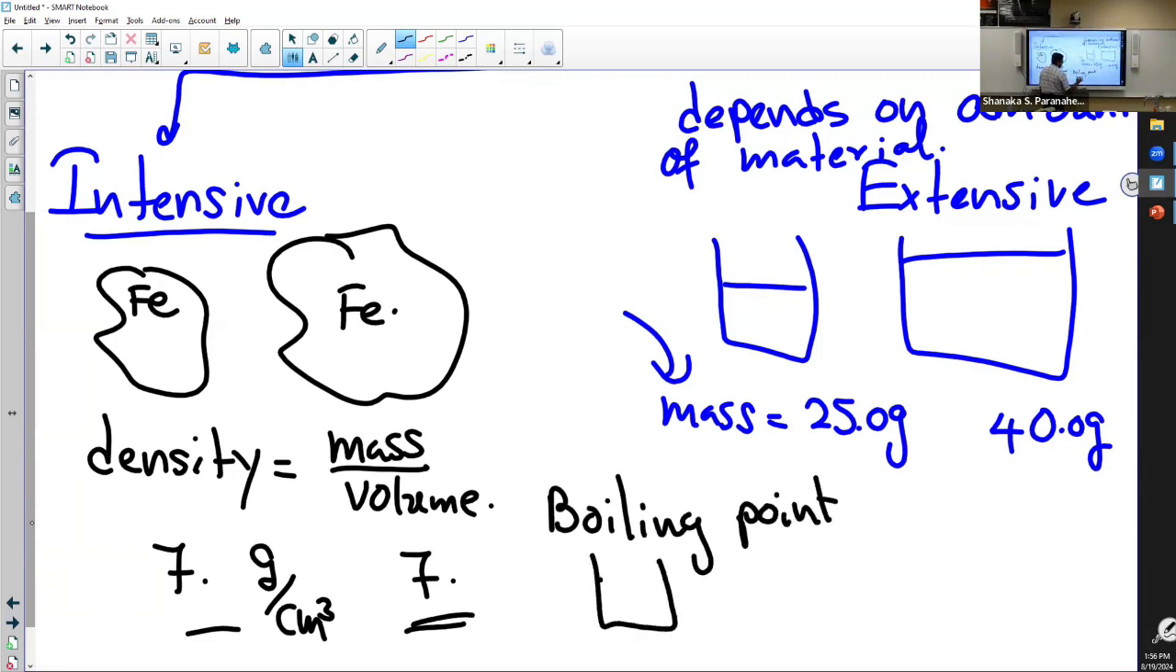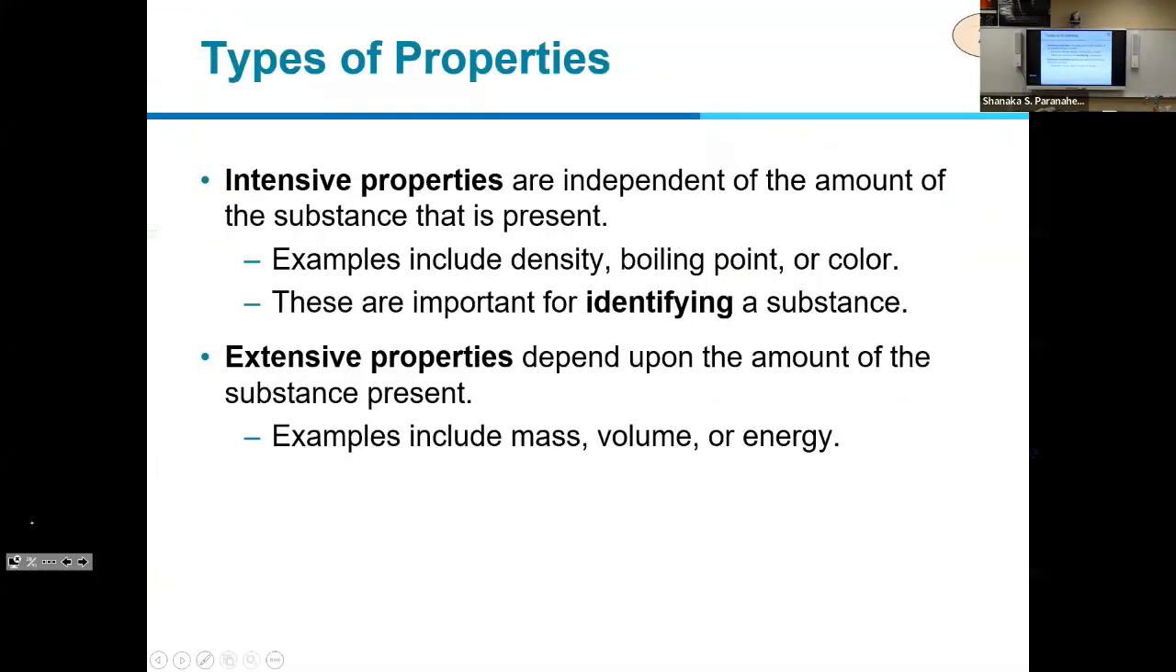Whether it's a glass of water or a gallon of water, both boil at 100 degrees Celsius, or both freeze at 0 degrees Celsius or 32 degrees Fahrenheit. These types of properties are called intensive properties because they do not depend on the amount of material. You can see the two definitions on this slide. The intensive properties are independent of the amount of the substance that is present. Examples include density, boiling point, melting point, color. Those do not depend on the amount of material, so these are important for identifying substances.